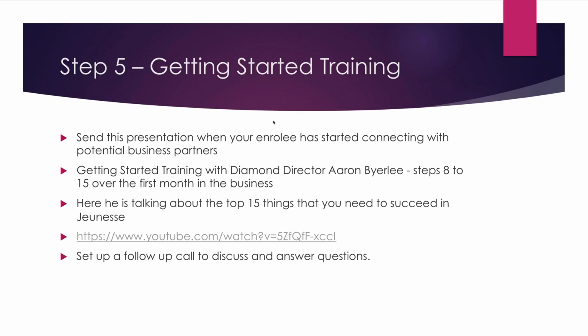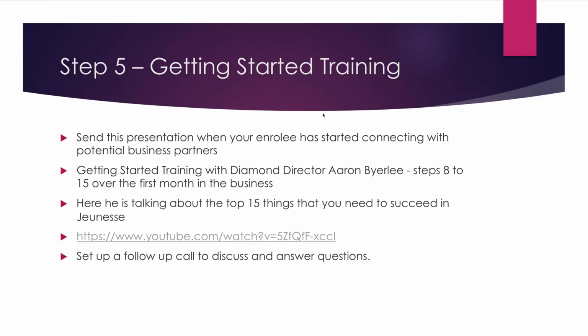Step 5 is steps 8 to 15 of the Get Started training. This is done by a guy called Aaron Biley, who is a diamond director from Australia. In this, he talks a little bit about steps 1 to 7, but in actual fact, steps 1 to 15, he goes through all of them, just a little bit on the first 7 steps. What he says is that these 15 steps are the fundamental things you need to succeed in Jeunesse, in this business. If you don't do these, he said that you will fail in this business.